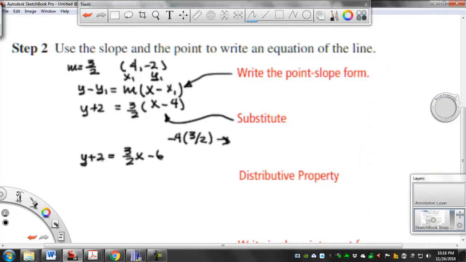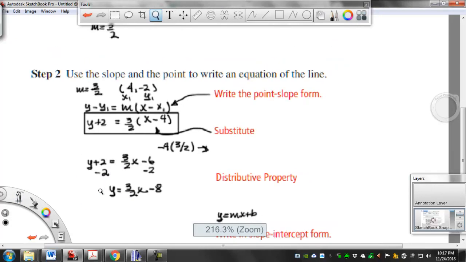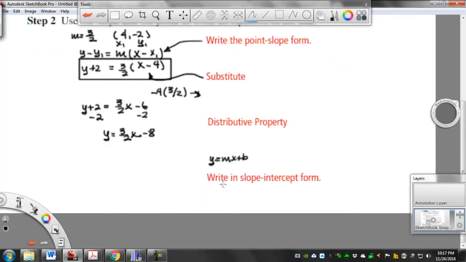Now I have to subtract 2 from each side to get the y by itself, because remember slope-intercept form is y equals mx plus b, correct? So I'm going to subtract 2 from each side. So y equals 3 divided by 2x minus 8. So this is point-slope formula right here. And sometimes you're asked to take it a little bit further, and you're asked to put it in slope-intercept form. So the slope-intercept form is right there.